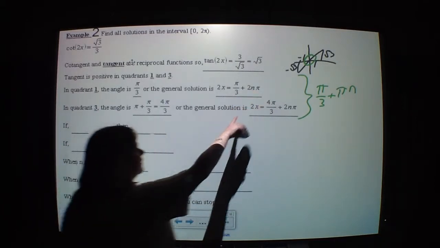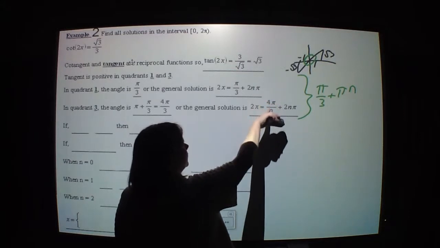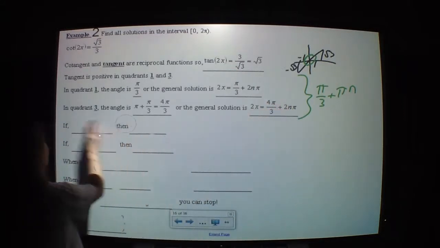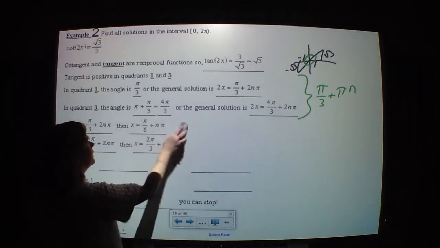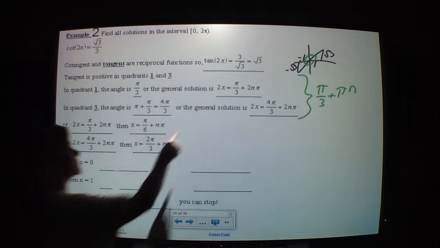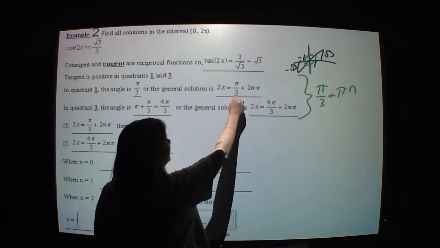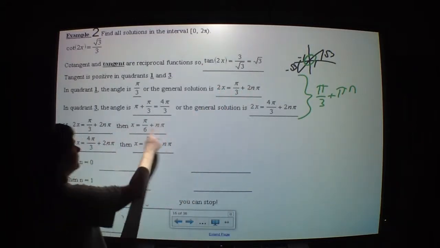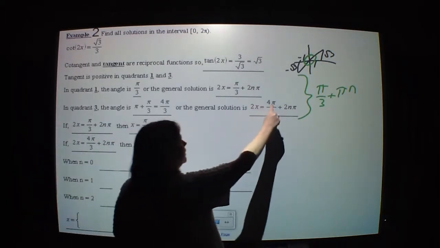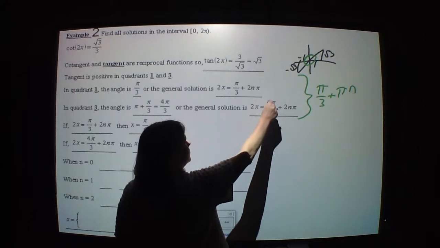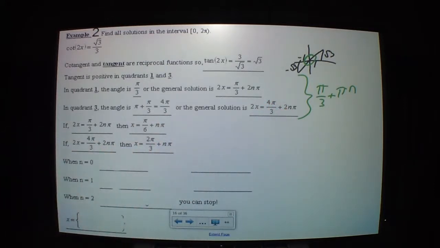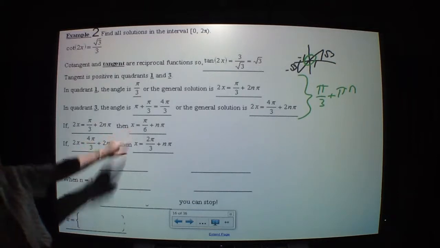Okay? I can do the same thing here. X is equal to, if I divide by 2, it's 2 pi/3 plus n pi. And that's what I have right here. So dividing each of those by 2, I'm going to solve for x. So divide this by 2, divide that by 2, that by 2. Get pi/6 plus pi n. Divide by 2, get x is equal to 2 pi/3 plus pi n. Okay? So I'm going to use these two.